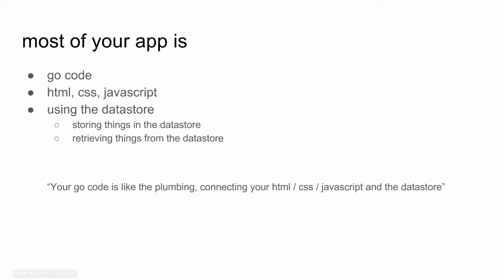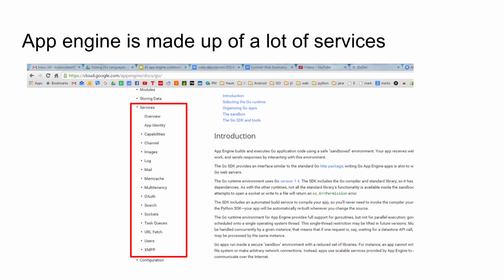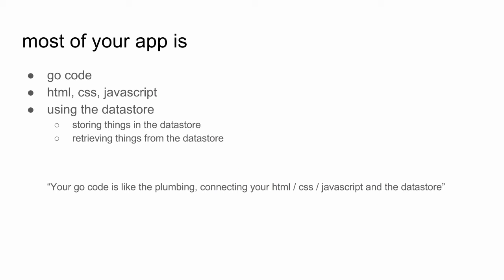When you write an app, most of your app is Go code, HTML, CSS, JavaScript, and using the data store. So storing things in the data store and retrieving things from the data store. Your Go code is like the plumbing, connecting your HTML, CSS, JavaScript and the data store. That's kind of what you do when you write a web app. So there's a lot of stuff here, but this is the basics.